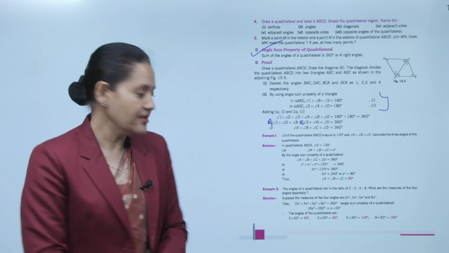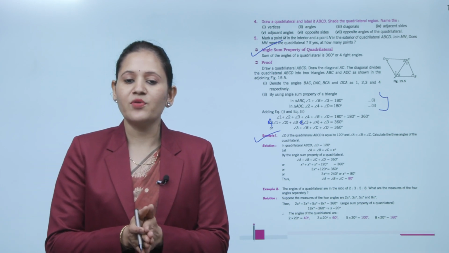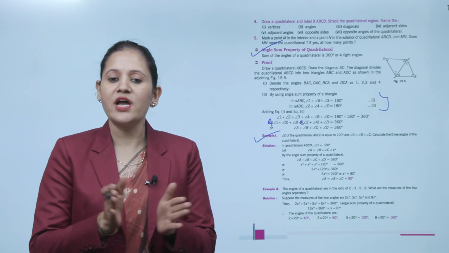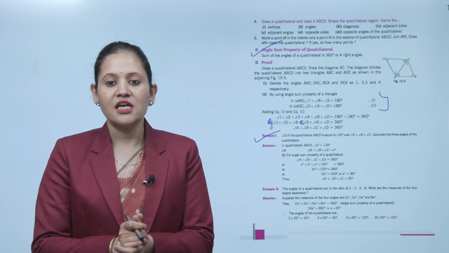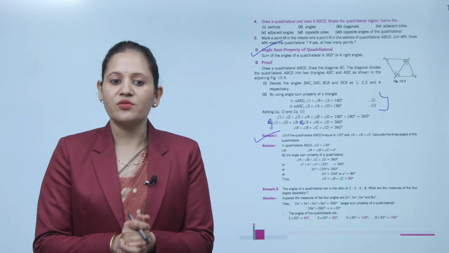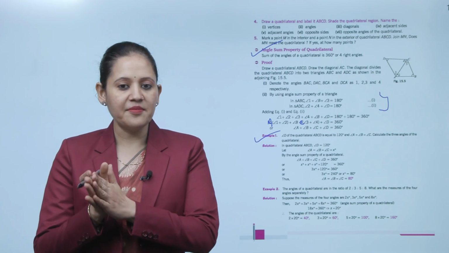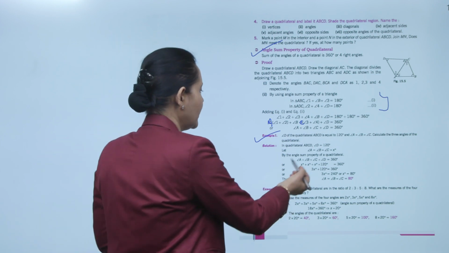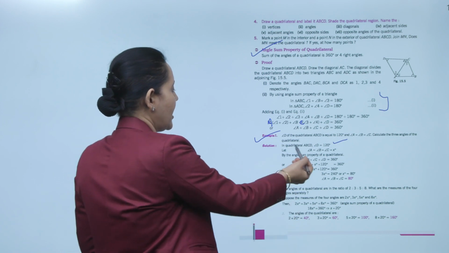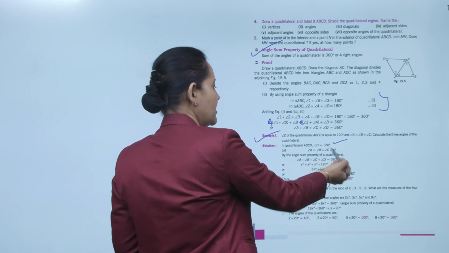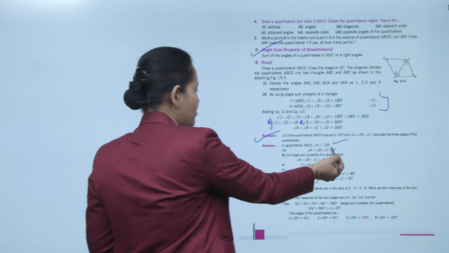Now, we will take an example. Angle D of the quadrilateral ABCD is equal to 120 degrees and angle A equals B equals C. Calculate the 3 angles of the quadrilateral. So, the solution is, in quadrilateral ABCD, angle D equals 120 degrees. Clear? Angle A equals B equals C, suppose that is equal to x degrees.